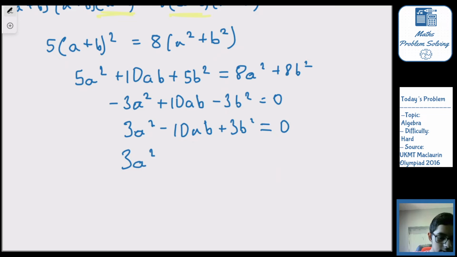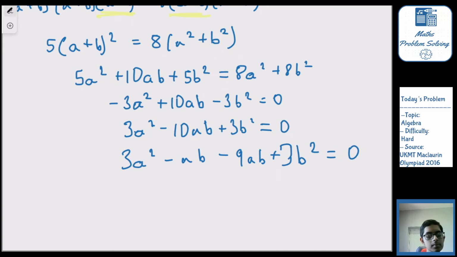So if we write that as this, minus ab minus 9ab, plus 3b squared, and all of this equals 0. Now let's factorize this. We can factorize a out of the first couple of terms. So we get a times 3a minus b.